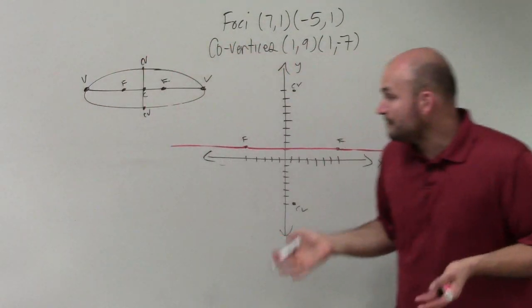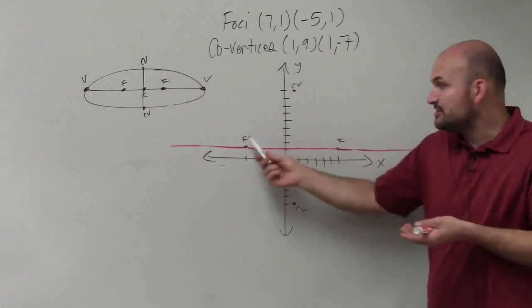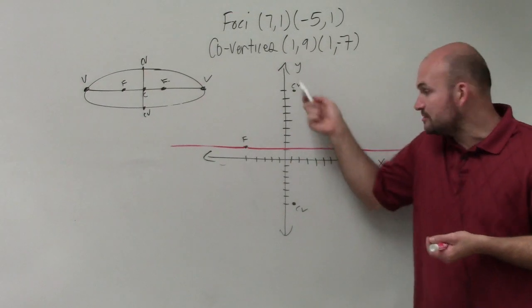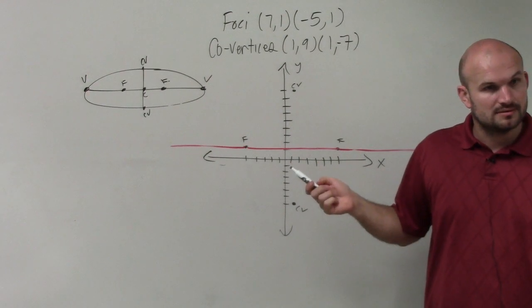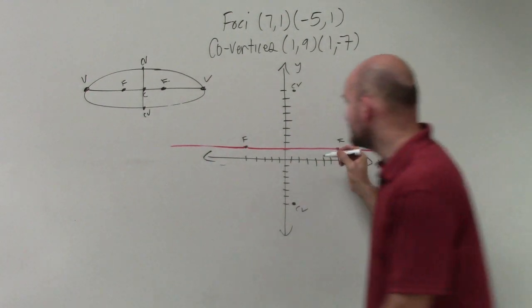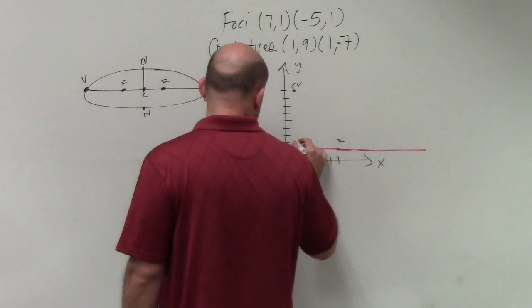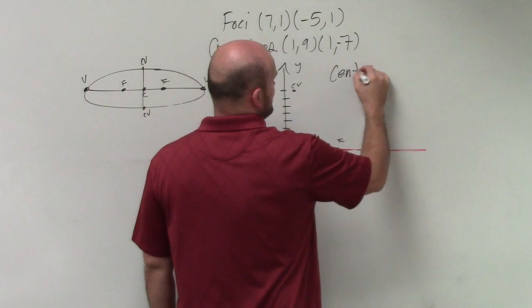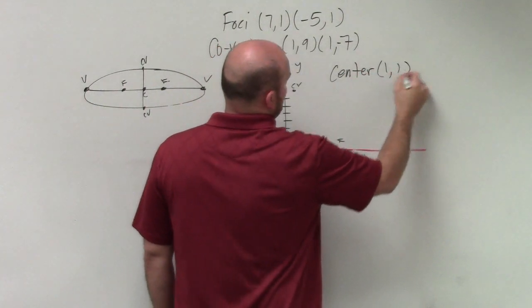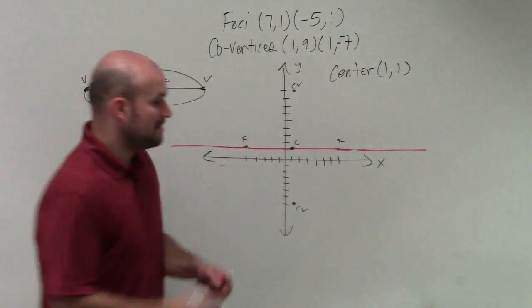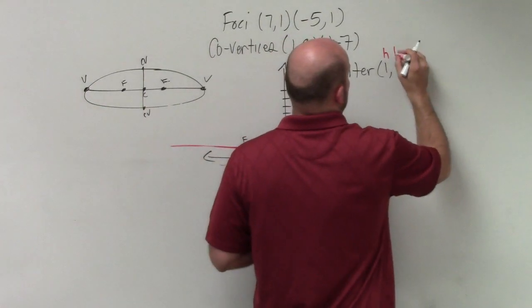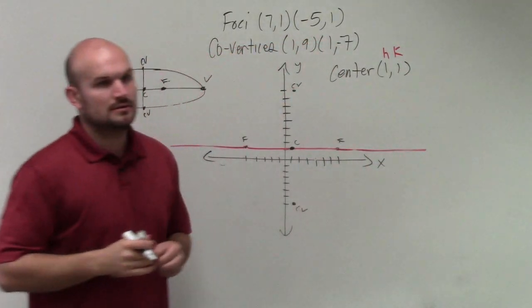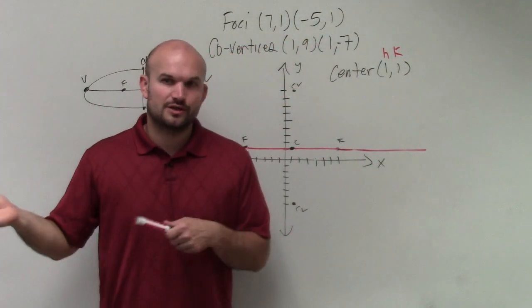So do I have enough information that I can find the center between my 2 foci or the center between my 2 co-vertices? Yes, right? And you can see that the center is going to be at 1, 1. So I'll write that information down. Center, 1, 1. Remember, that's your h and that's your k, right? Because that's in the notes.